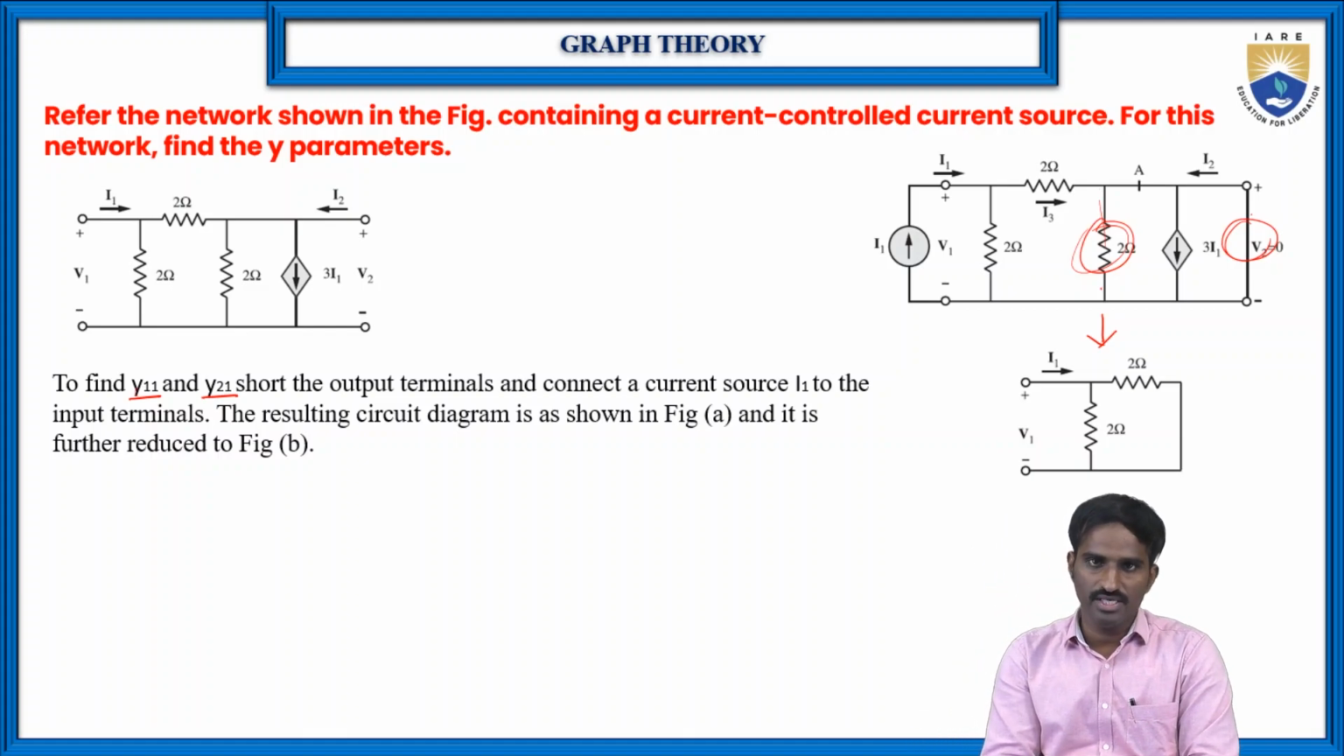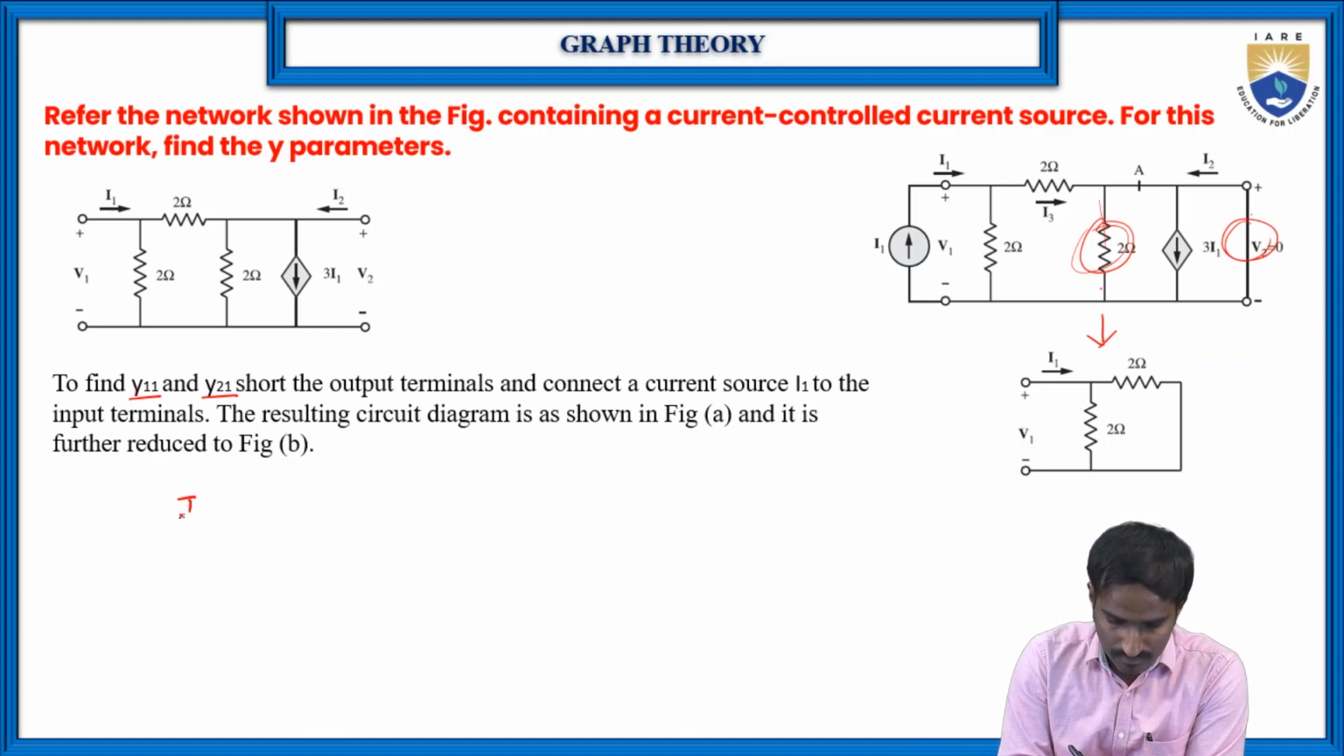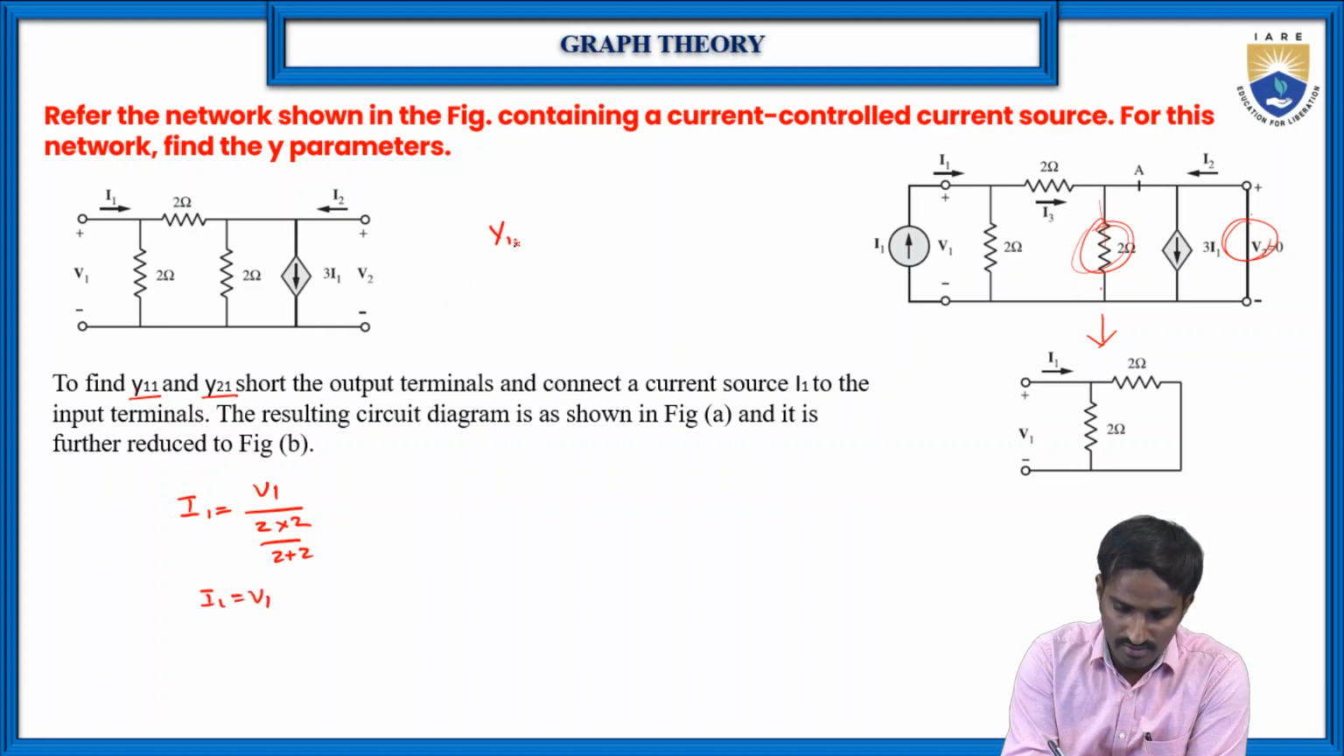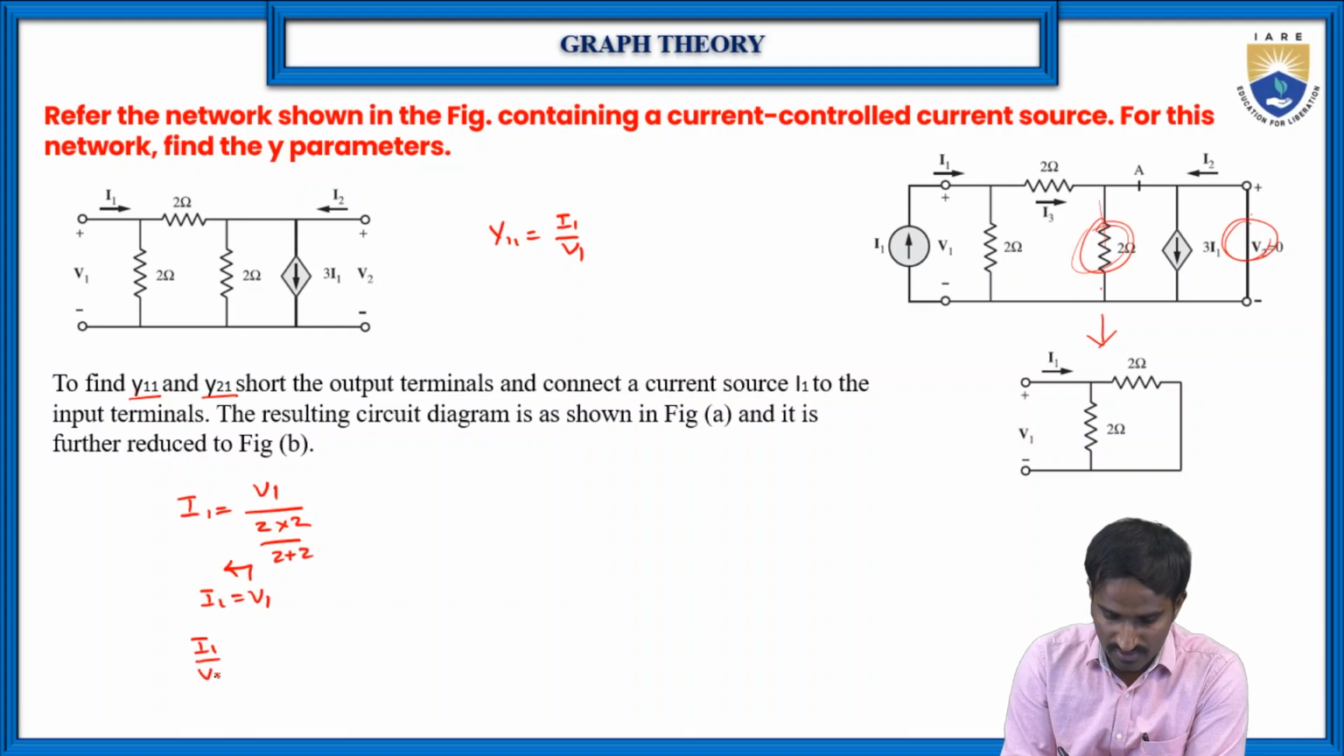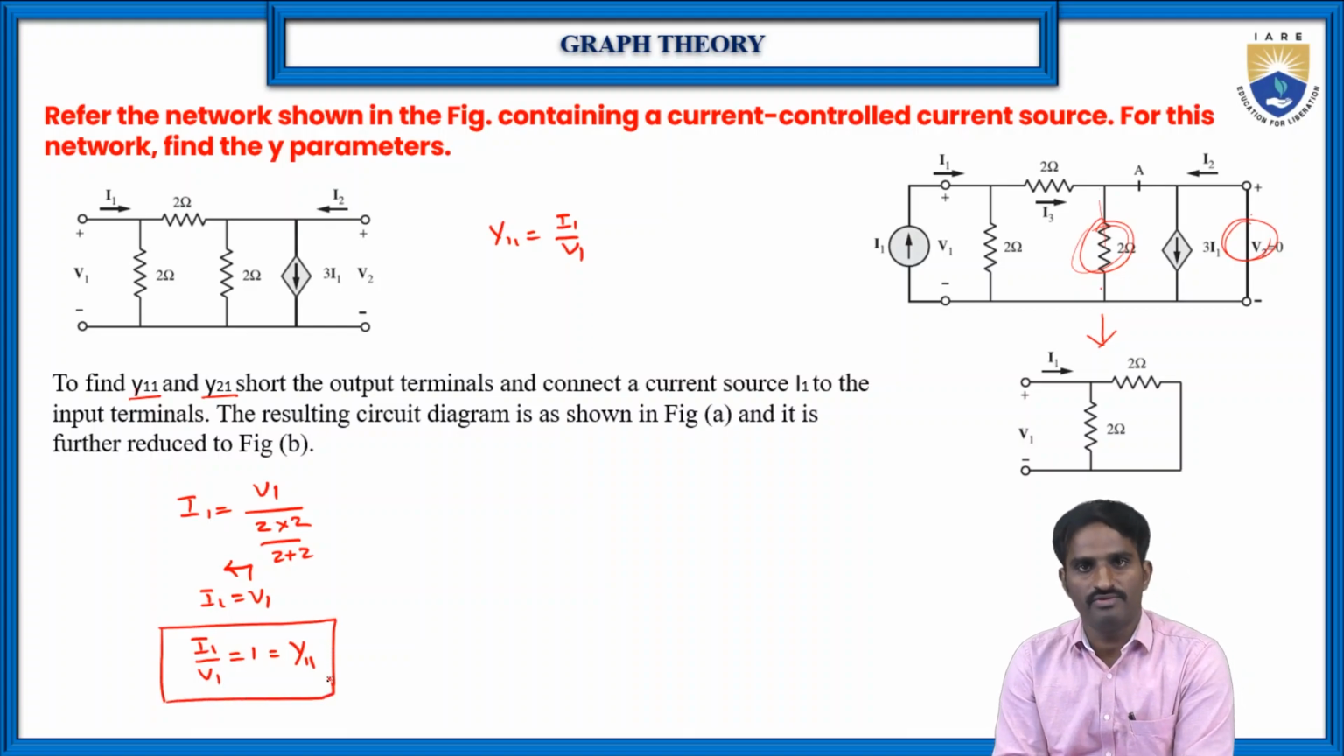Then again, the same way, first find I1. This I1 is equal to V1 divided by 2 plus (2 times 2) by (2 plus 2). So here I1 is equal to V1. Y11 is equal to I1 by V1, which is equal to 1. So this is the way to find the value of Y11.